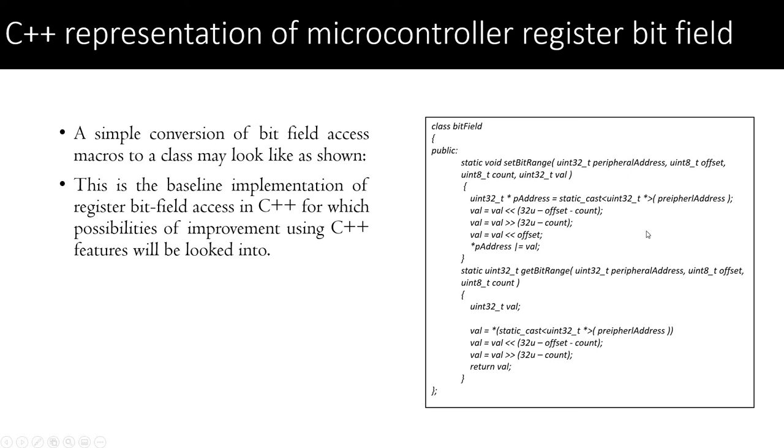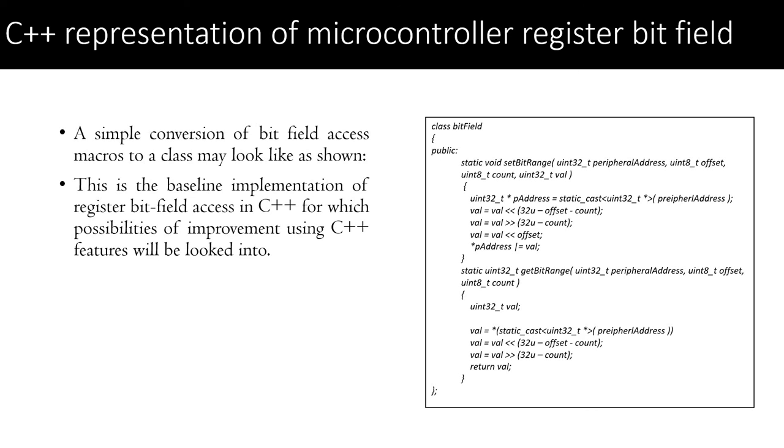So what are those arguments? For get bit range, you need to know the address of the peripheral register, then the offset of the bit field, and how wide that bit field is. For set bit range, where we want to set a value within that bit field, we need to know the peripheral register address, then the offset of the bit field within that register, then the width of the bit field, and then what value we want to set in that bit field. So this is a very simple class implementation for a bit field.